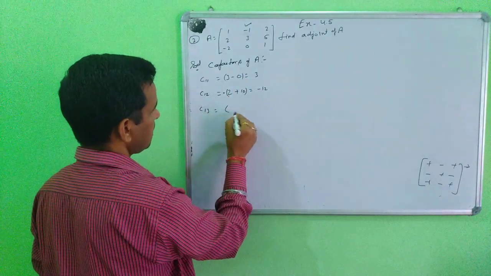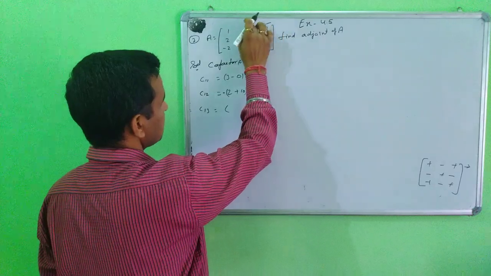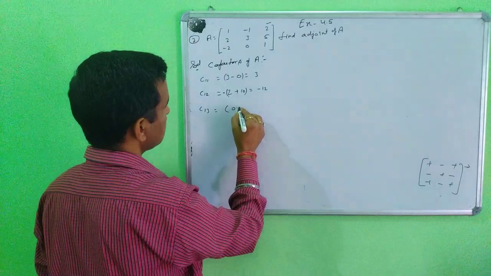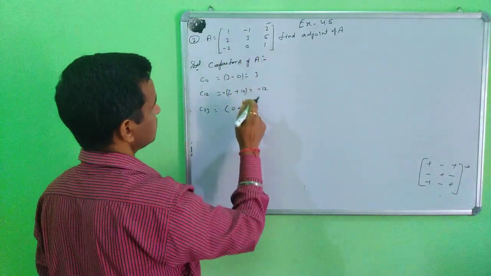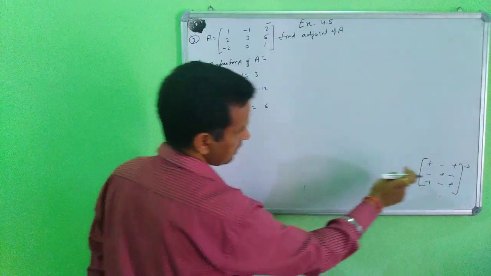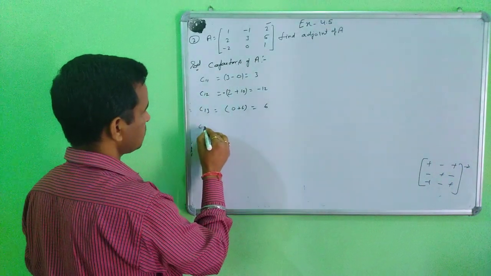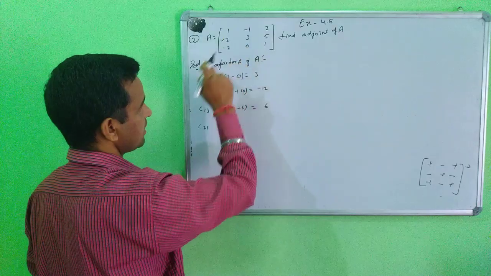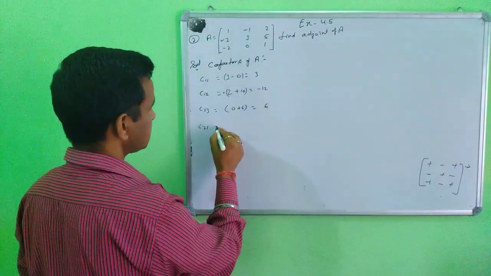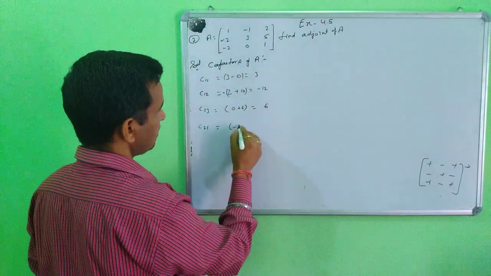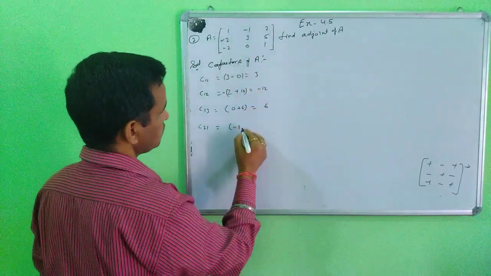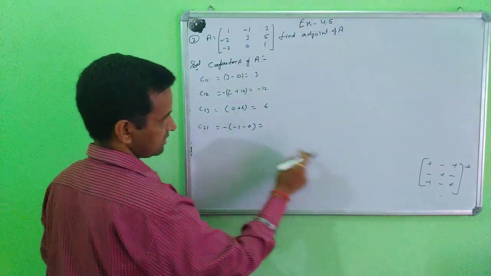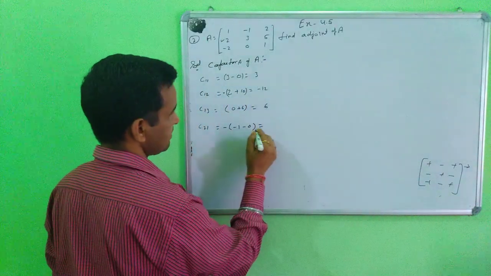Next, C13 means this element: the first row and third column are hidden. We have 2 into 0, 0, minus 3 times 2 is 6, minus minus plus 3 times 2 is 6. The answer is 6, and the third sign is already plus. Next, C21 means the element of the second row and first column is hidden. Then what is left is minus 1 and 0 into 2 is minus 0. The answer is minus 1, and the sign here is already minus, so minus minus gives plus 1.